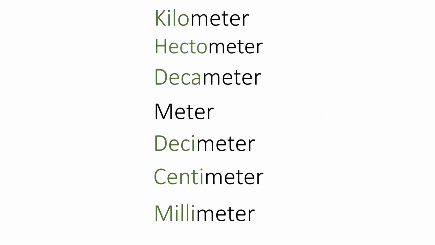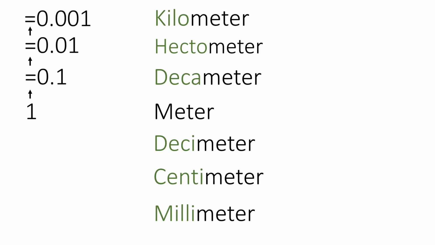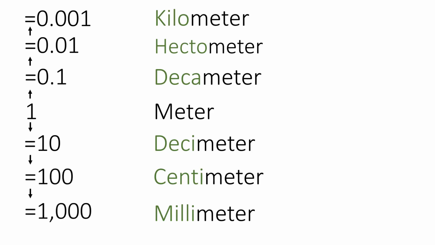When it comes to meters, we can see how each of the units relates to each other. 1 meter equals about 1/10 of a decameter, since a decameter is 10 times as big as a meter. 1 meter would then equal 1/100th of a hectometer, or 1/1000th of a kilometer. It would also equal 10 decimeters, 100 centimeters, and 1,000 millimeters.